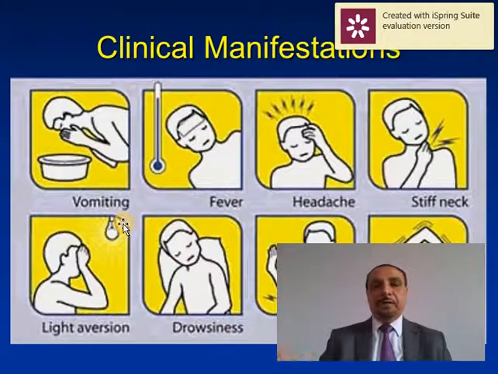Here, this picture is an illustration for you to remember the clinical manifestations you will find. There will be vomiting, which will be severe and projectile. There will be fever, headache, neck stiffness as we mentioned, blurring of vision and light aversion, drowsiness, maybe some joint pain, and convulsions, of course, or seizures.